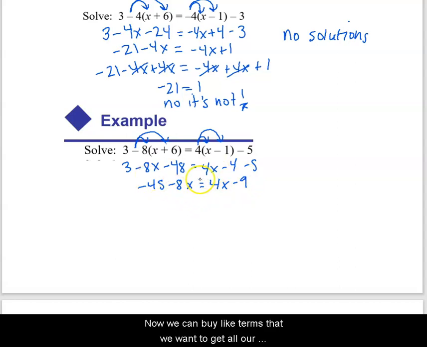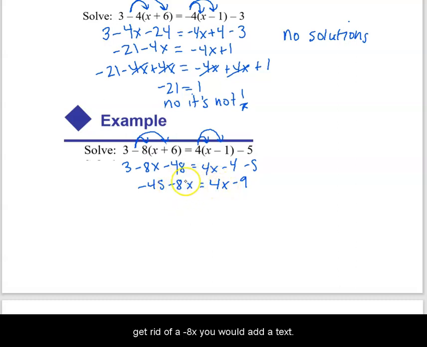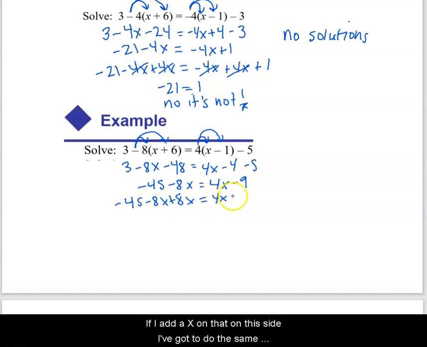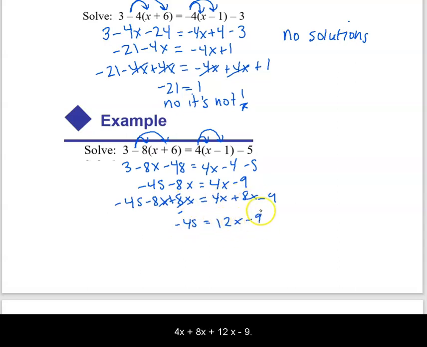Now we want to get all our x's to one side. I would rather add than subtract. So to get rid of a -8x, you would add 8x. So that's what I'm going to do. But if I add 8x on this side, I've got to do the same thing over here. These are going to cancel out. I would get -45 on that side. 4x plus 8x, that's 12x minus 9.